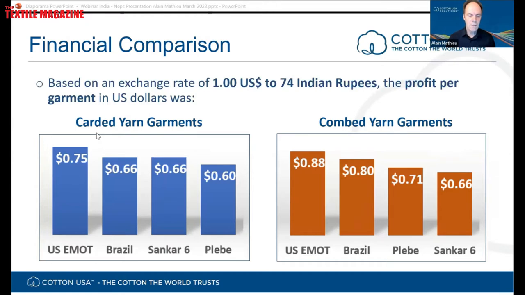So this slide finally shows the profit per garment for both carded and comb yarns. The exchange rate used in the calculations was $1 to 74 Indian rupees. And in both cases, the US cotton shows a higher profit.